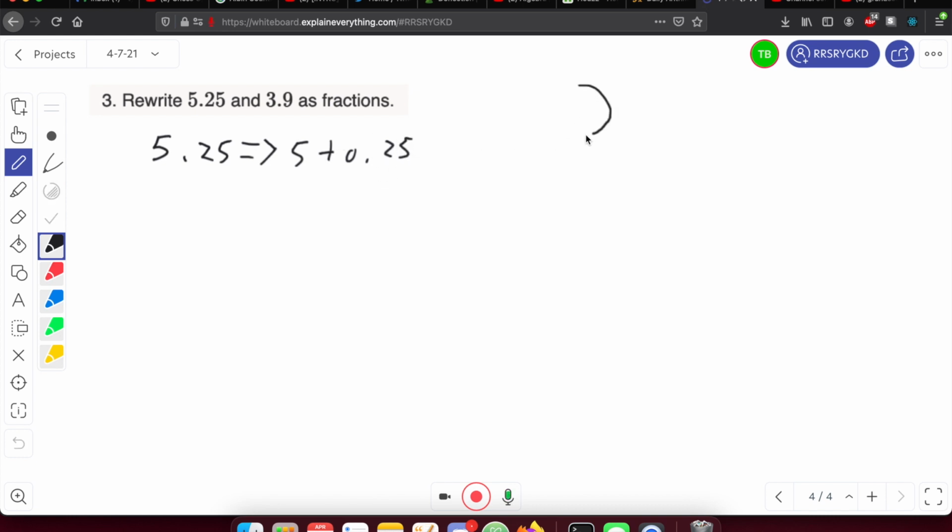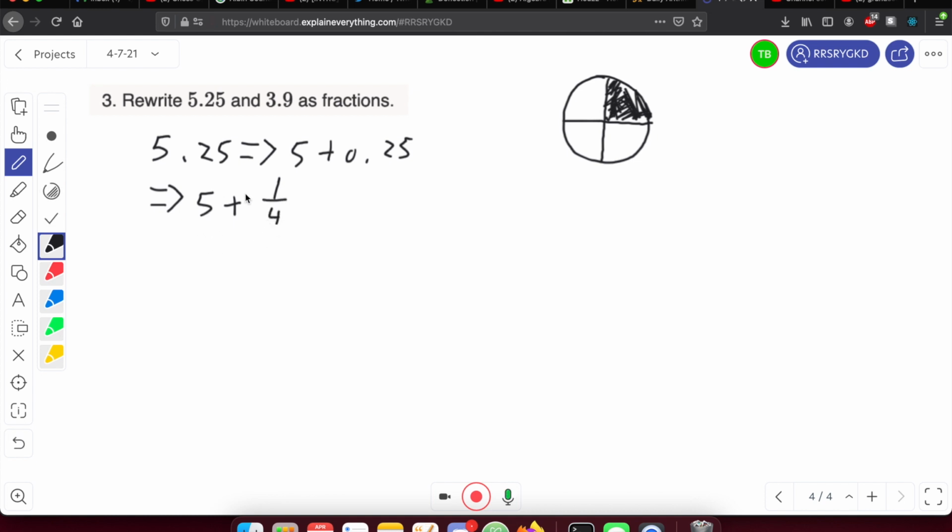If we draw, let me draw a little bit bigger, a pie, right? Split into 4 pieces. 0.25 represents one piece of the pie, which is 1/4 of the whole pie, right? 4 of these make an entire pie. So we can rewrite 0.25 as 1/4 of the entire pie. So we can rewrite this as 5 plus 1/4.